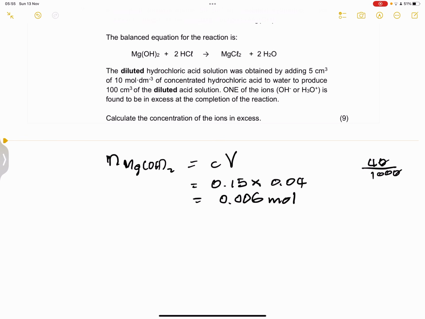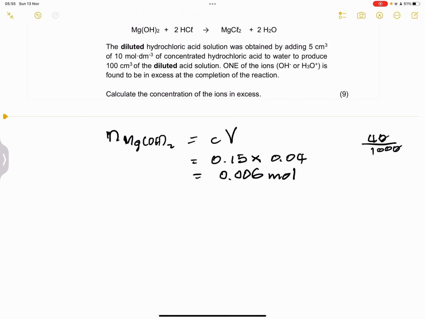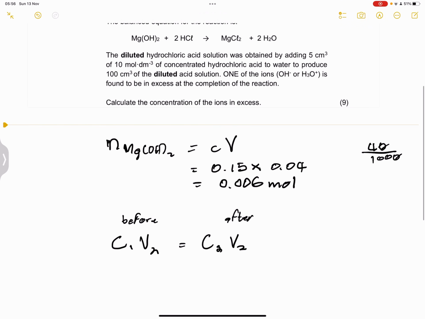But now, here's the thing. For the acid, what they did was they diluted it first. So they took 5 cubic centimeters and made a dilute solution first. They added water so that it became 100 cubic centimeters. So the first thing is, let's find out the correct concentration. Remember, for dilution, what you'll use is this equation here. This is before we diluted it, and this is afterwards, for the same thing, the hydrochloric acid.